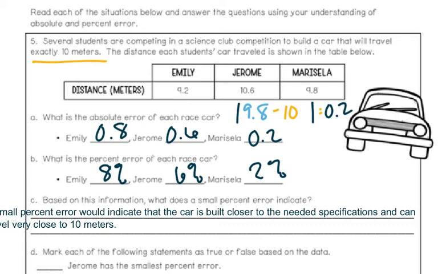In this case, it looks like Jerome's car is the only one that can go 10 meters or further, but really, Maricella's is closest to the 10 meters at 9.8.